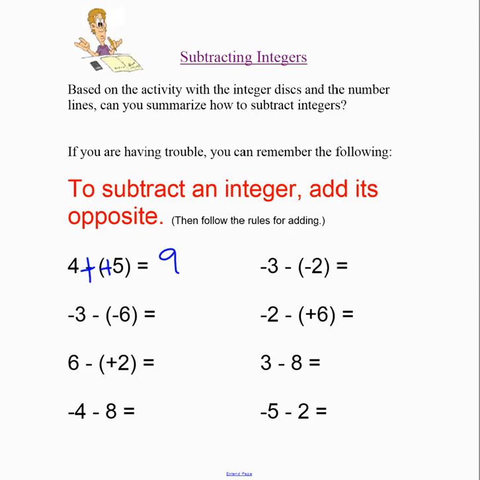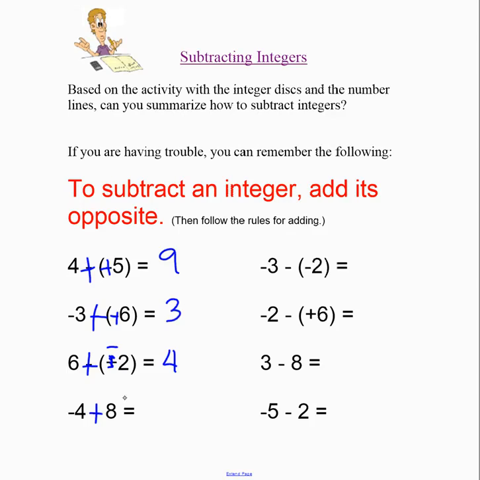Likewise, I can change this one into adding the opposite of negative 6, which will be positive 6. And now I can think, what's negative 3 plus 6? So I can move along the number line, or I can think in terms of the difference between those numbers, and I get 3. This one, I'm going to add the opposite of positive 2. Well, I'm going to add negative 2. What actually happens here is 6 plus negative 2 becomes 4.